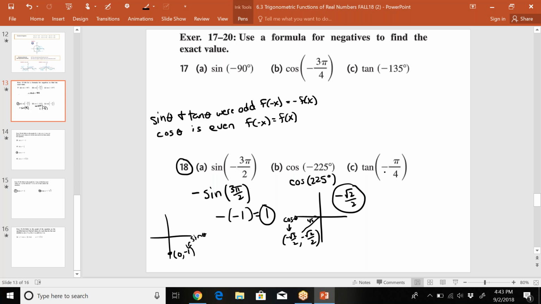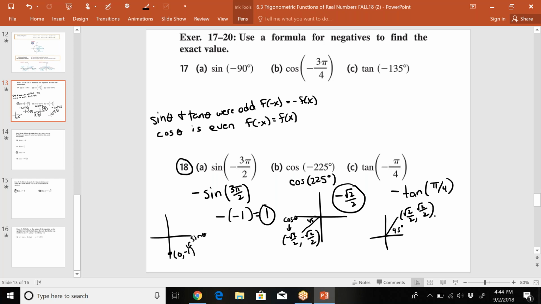And then the final one in number 18 is tangent of negative pi over 4. So when we're looking at that one, we need to realize that it's an odd function. So we pull the negative out. So we're doing tan of just pi over 4. And pi over 4 is in quad 1, and that's a 45-degree angle again. So that's the ordered pair square root of 2 over 2 and square root of 2 over 2. And they're both positive because you're in quad 1.